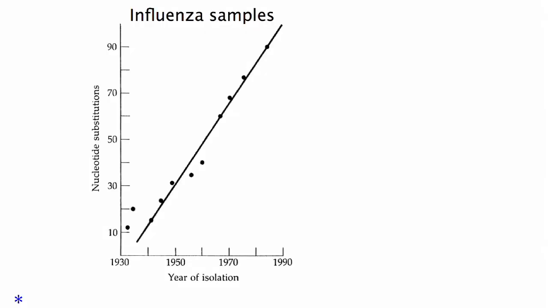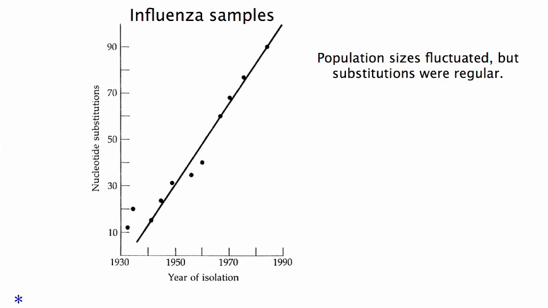If we look at this process in the case of flu, the neat thing about flu is that it has been frozen ever since the 1930s. And we can go back and we can sequence its entire genome. It's a fairly relatively small genome, large for a virus, but very small for an organism. And we can look at how many nucleotide substitutions there have been since the year it was isolated.